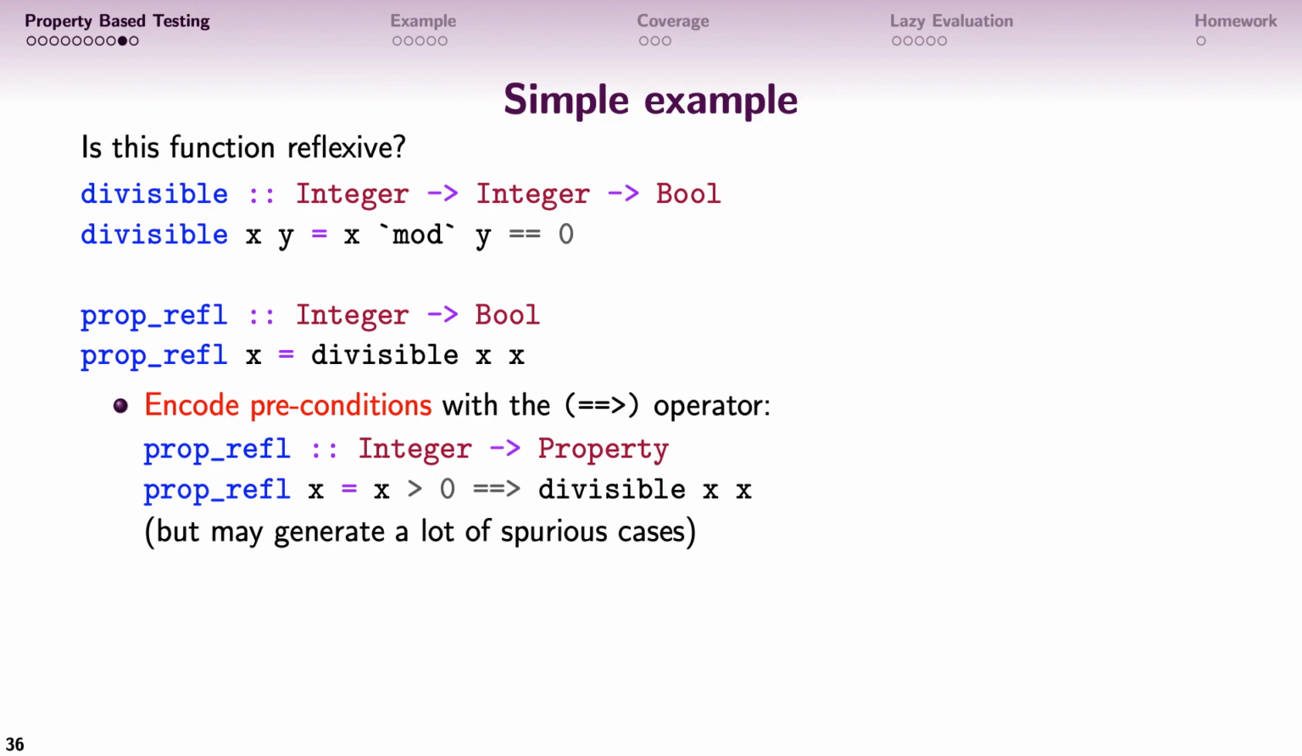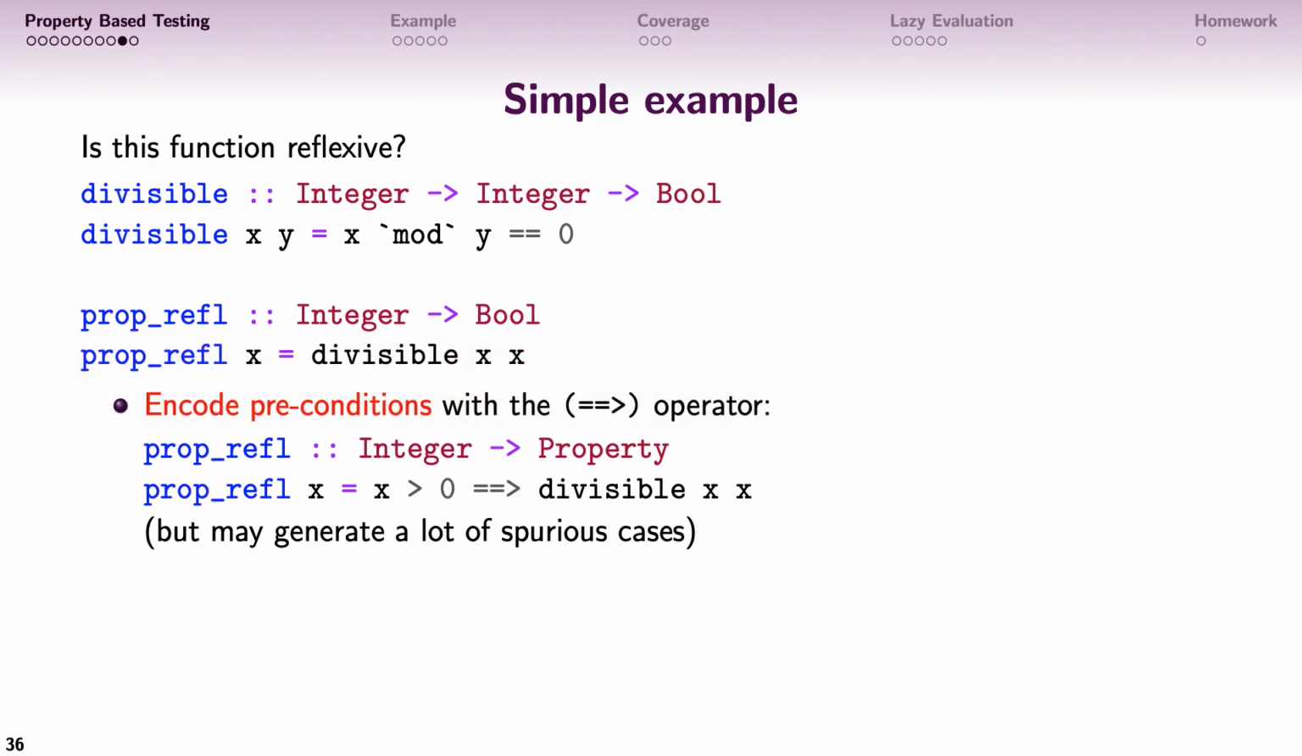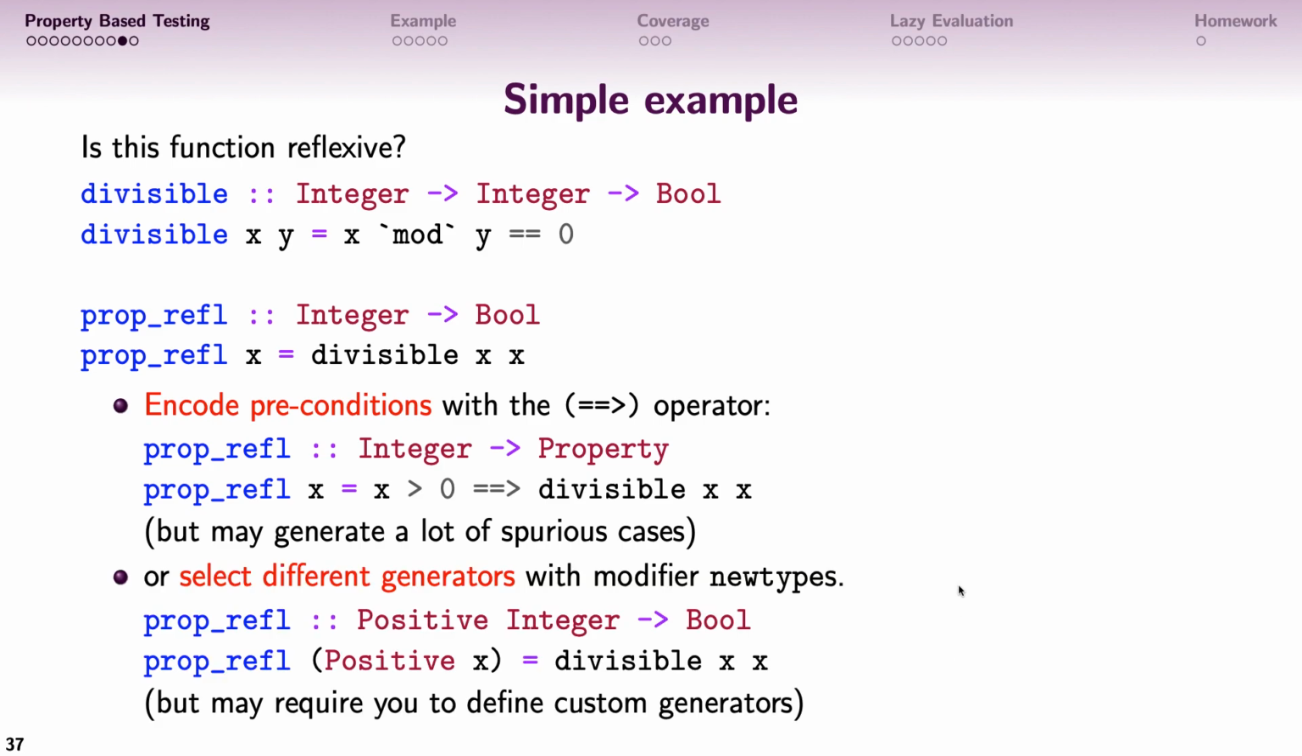Back to the code, not back to the slides. Yep, over here. Okay. So in addition to trying to encode our preconditions with that operator, we can select different generators with these new types.